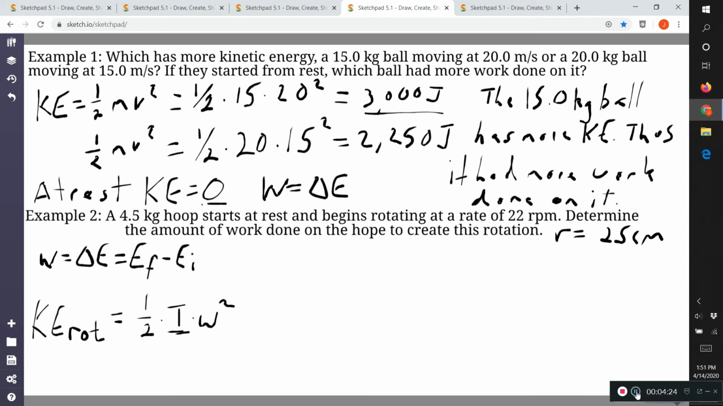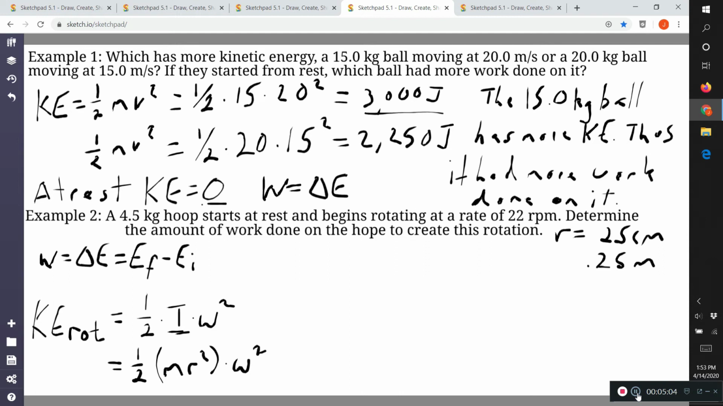So in this situation, we don't directly know the moment of inertia, but we can look up the formula for the moment of inertia of a hoop, and that is mr squared, times omega squared. So we know the radius. We have to convert it from centimeters to meters, so this would be 0.25 meters. We know the mass. The angular velocity, we usually want that in radians per second, so we're going to have to do our conversion from rotations per minute to radians per second.